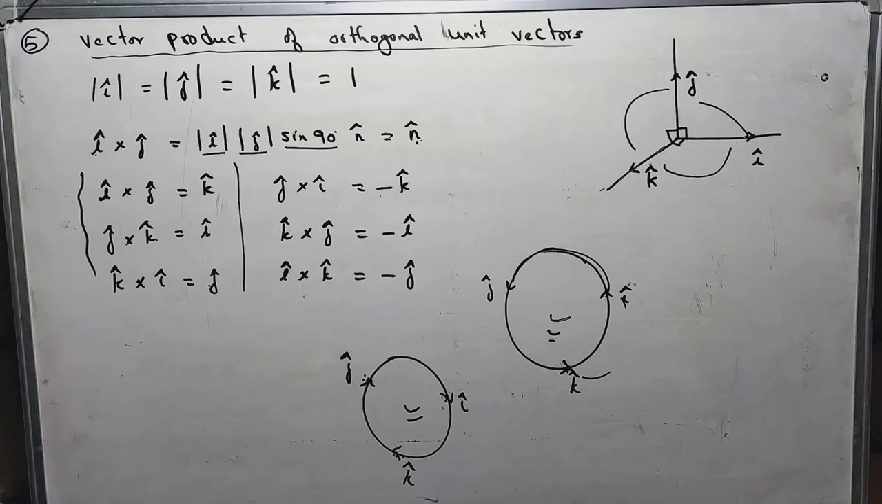So these are all about the properties of the vector products of two vectors A and B, as well as the vector products of the orthogonal unit vectors.